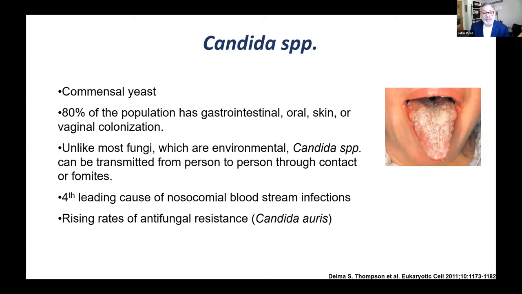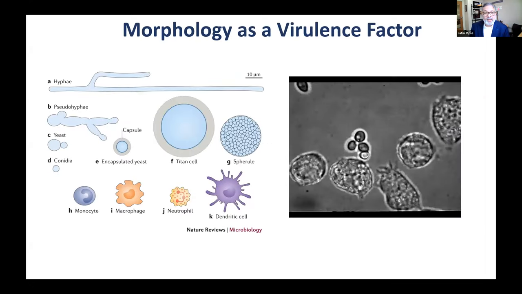It is the fourth leading cause of nosocomial bloodstream infections in the United States. And as I mentioned about rising rates of infections and antifungal resistance, Candida auris, which is new to the scene of the Candida species causing human infections, we've seen continued rising rates with oftentimes difficult to diagnose and difficult to treat infections. And so many may know that morphology plays an important role as a virulence factor. I show the many types of different sizes and shapes that fungal organisms can take.